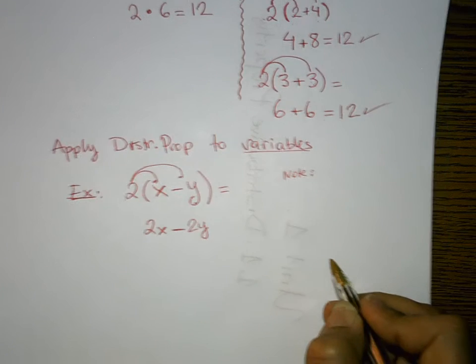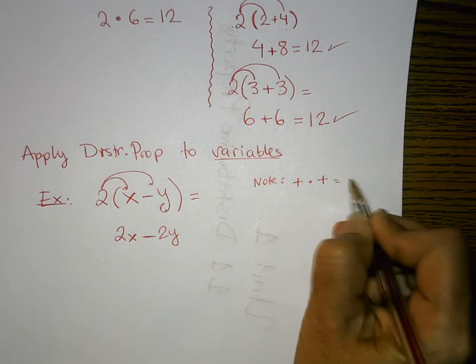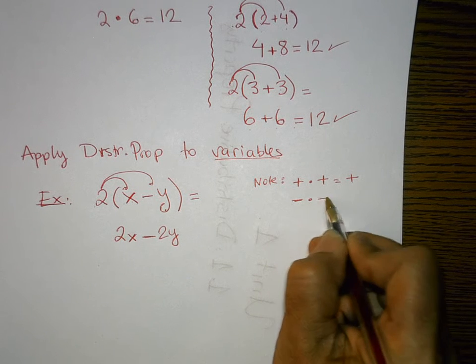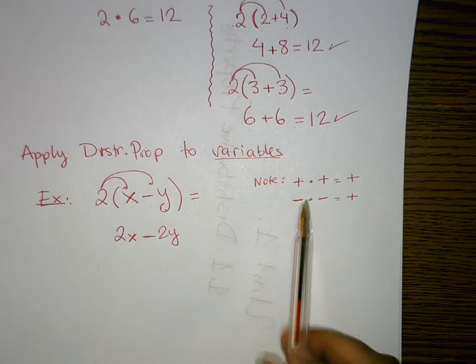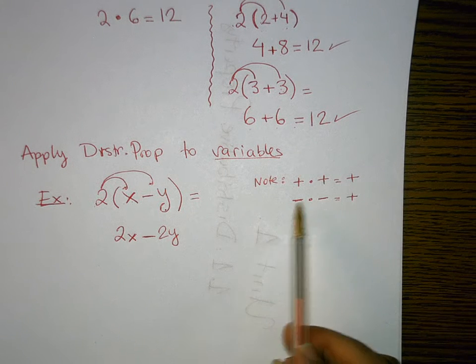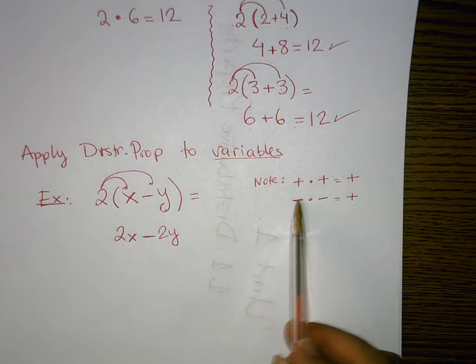Okay? So we just have to remember, let's make a little tiny note here on the side so we don't forget. A positive times a positive equals a positive. A negative times a negative will also equal a positive. So I like to remember, same times same is positive. Same times same, they're the same signs, so it stays positive because they're the same.